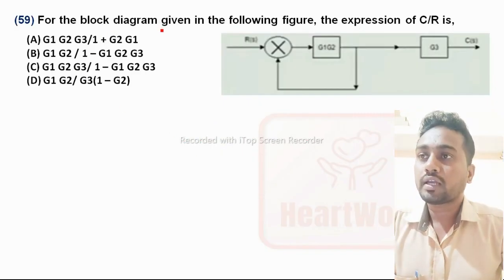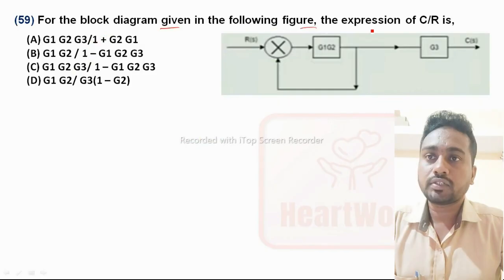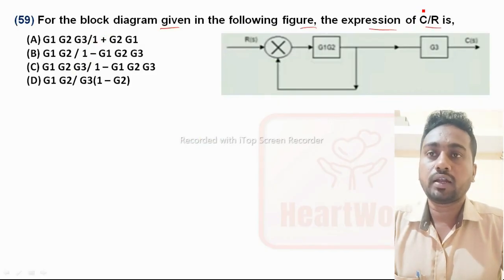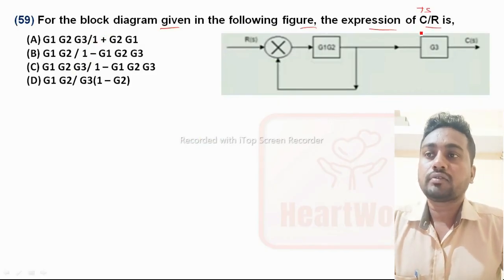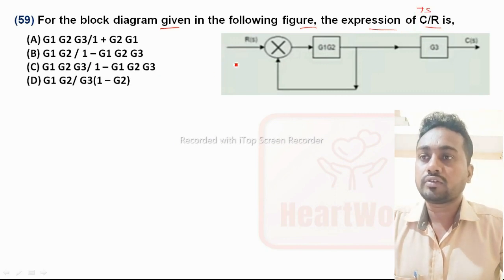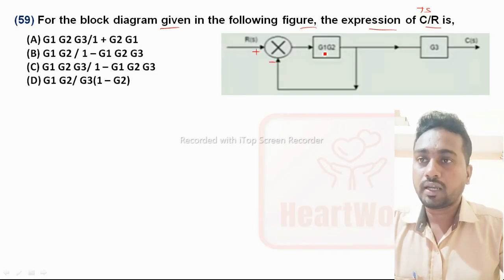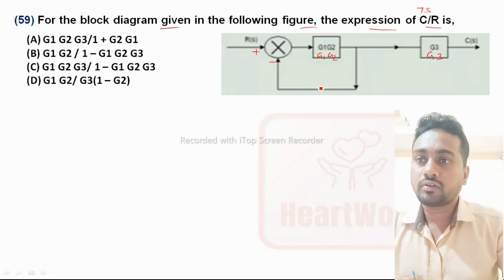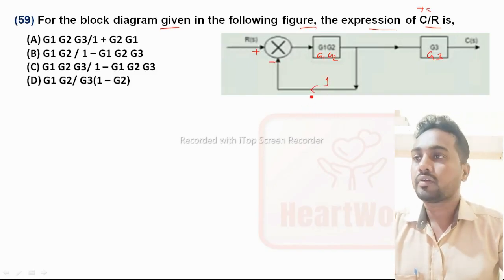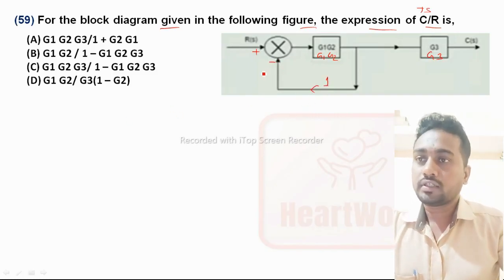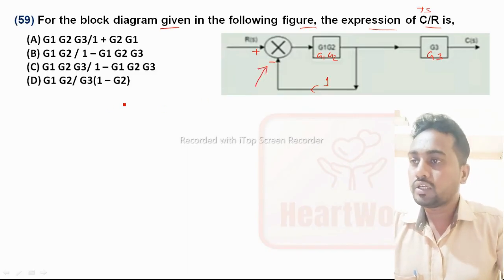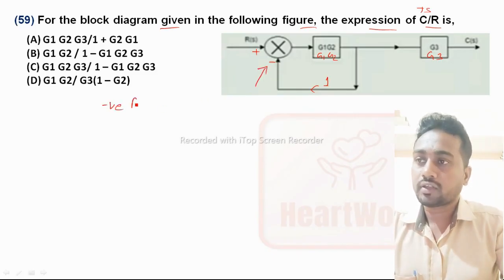For the block diagram given in the following figure, the expression of C by R means we have to find the transfer function. Something is missing in the question here. Here it is negative, here it is positive. This is G1, G2 and this is G3. Whenever feedback is not shown, you have to consider it as 1. So negative feedback is going on, so it is a negative feedback circuit.